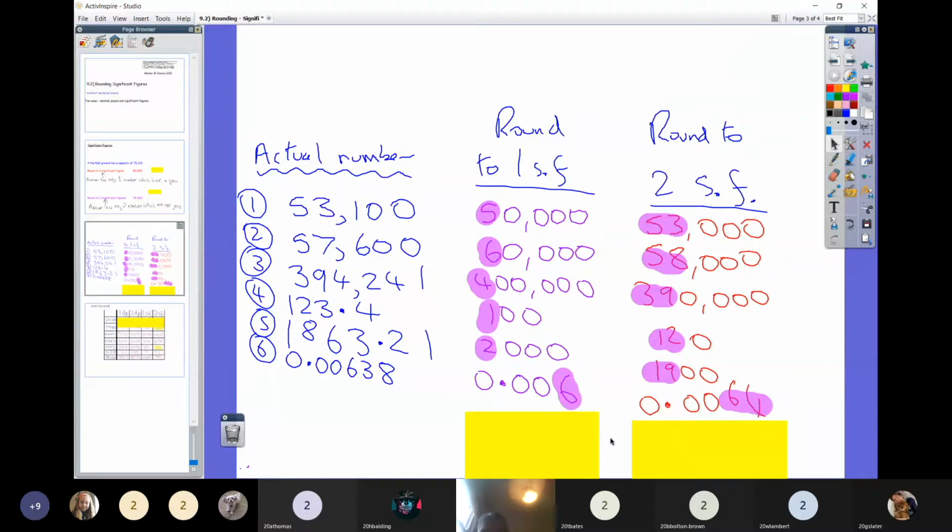So please note the bits highlighted in purple. At the end of the day, if it's to one significant figure and you've got more than one number written down that isn't a 0, you're wrong. And the same with two significant figures. Your answers should include 2 digits which aren't zeros.